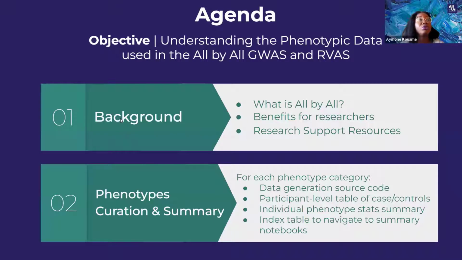We have two main things that we're going to do, with the objective of helping you understand these phenotypic data that were used for the GWAS and RVAS. First, I will go through a general background, a quick overview of what all by all is. Then we'll dive into the specific phenotypes and the curation process. And then I'll also show you the summary notebooks that we have created for these phenotypes.